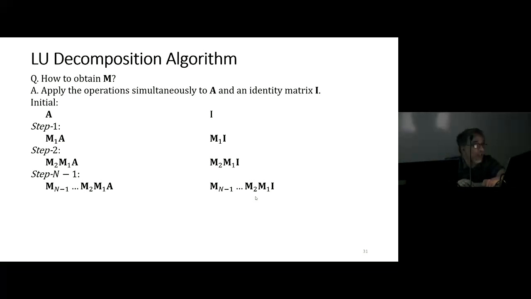And so eventually, here I get U, which is MA. M is this product here of M_{n-1} through M1. And here, this is the identity matrix. So here I get M.